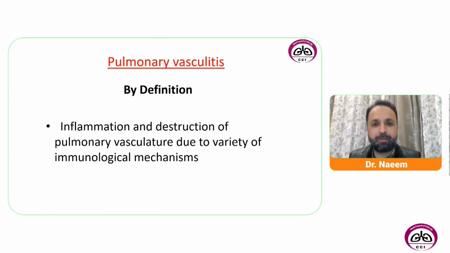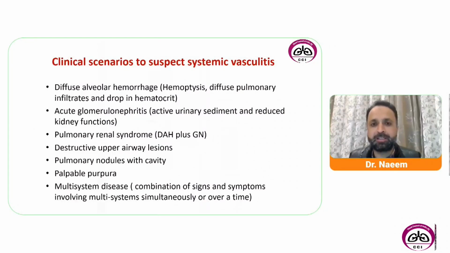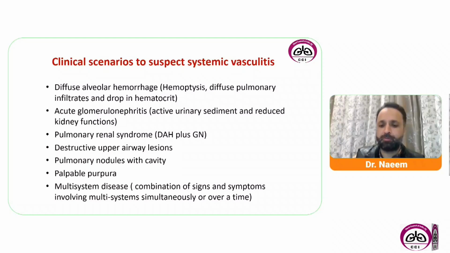Besides having overlap in the clinical signs and symptoms, there are some clinical scenarios where we should suspect pulmonary or systemic vasculitis, which include diffuse alveolar hemorrhage, acute glomerulonephritis, pulmonary renal syndrome, which is a combination of DAH and GN, destructive upper airway lesions, pulmonary nodules with cavitations, palpable purpura, and a multi-system disease which has a combination of signs and symptoms involving multiple organ systems.